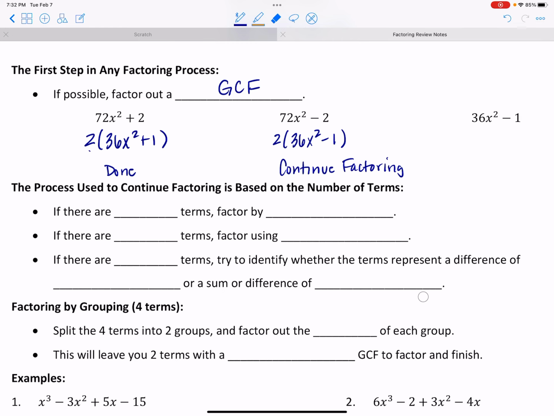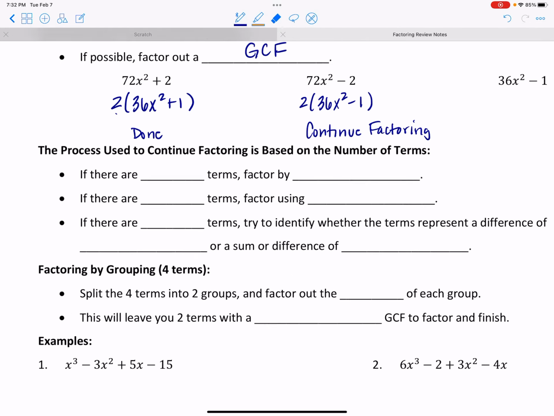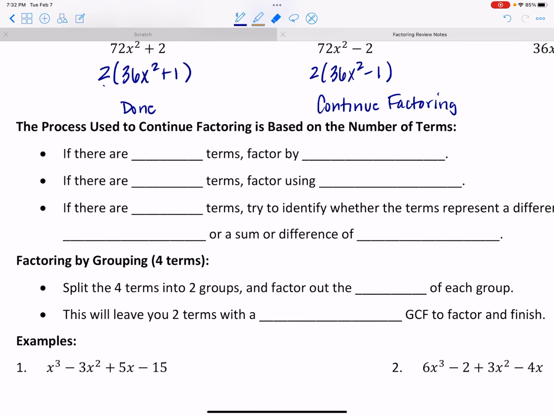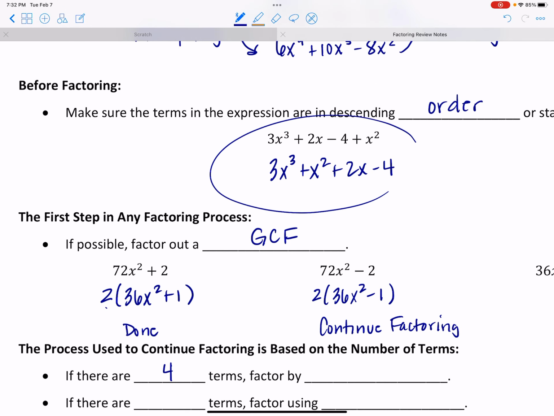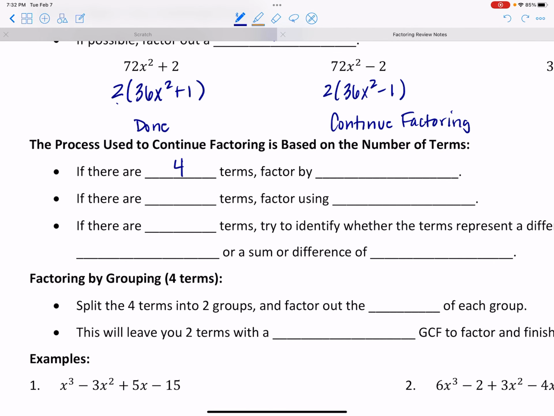Well, the process that's used to continue factoring is, again, based on the number of terms. If there are 4 terms, like the second example, like this one, we're going to use a factoring process that we refer to as grouping. If there are 3 terms in our expression, there are about a dozen different ways that are taught for factoring with 3 terms.